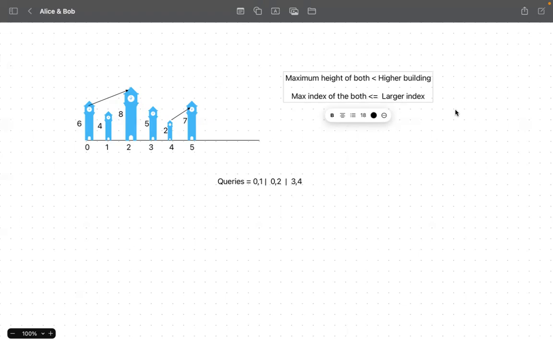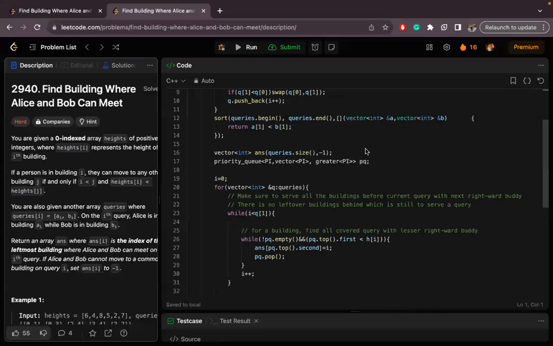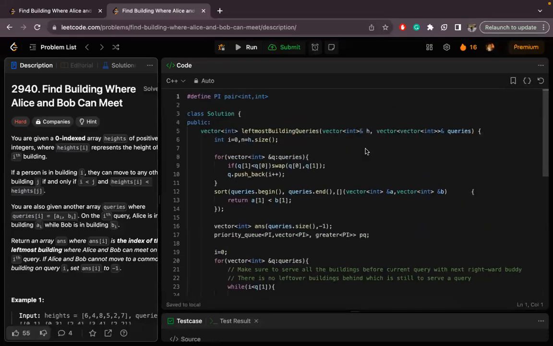Now you can think of the approach how you will derive the condition. So you can pause the video as well. Let's see how I have approached this problem. So I have used priority queue. Let's go to the solution. Yeah, what I've done is I have sorted the queries first.